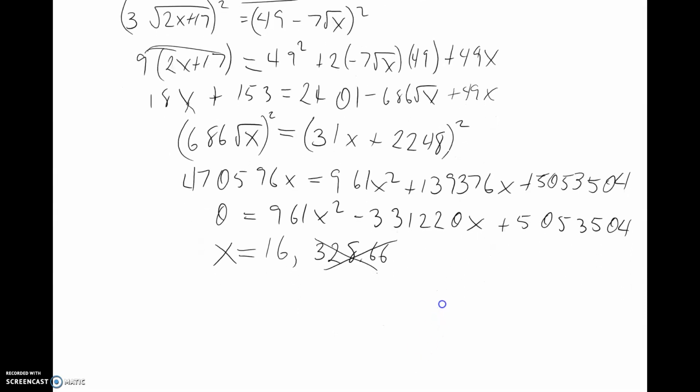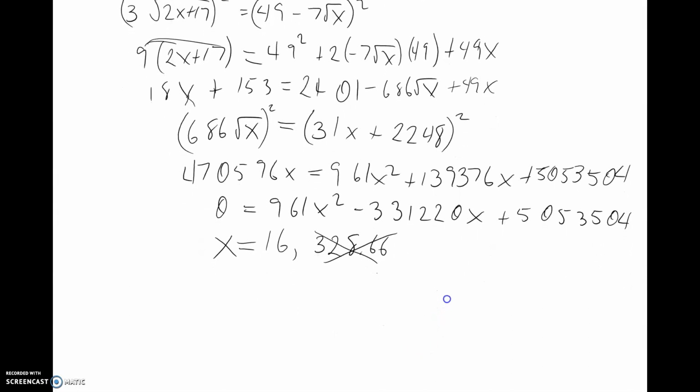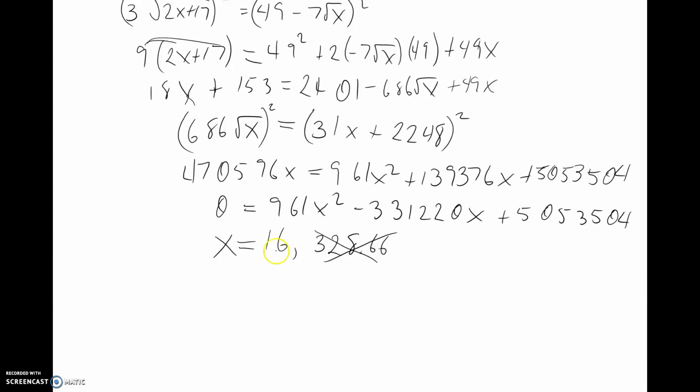So the problem didn't ask just what was x, it asked us to solve for the angles. If 16 is equal to x, that means that my three angles that I end up with here are 63, 36, and 81 degrees, which means that this is in fact a scalene triangle.